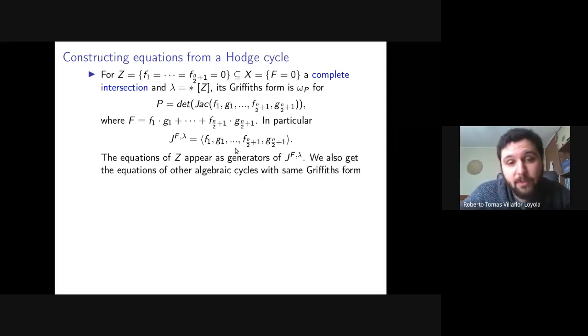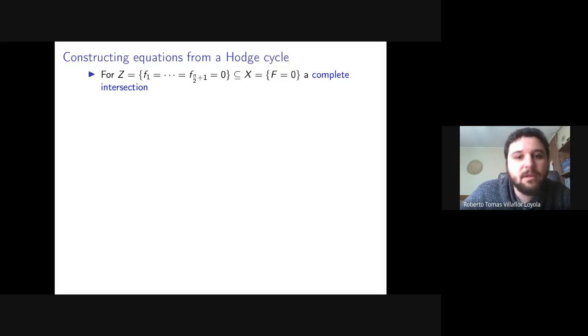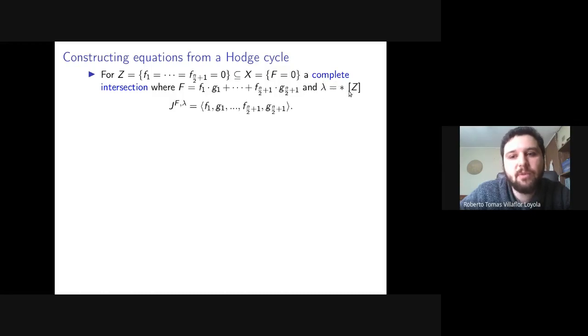In fact, we obtain more than this. We obtain generators of other algebraic cycles, which are also representing lambda in this sense, right? Well, in primitive cohomology. So for instance, we can take C prime defined by G1 instead of F1, and in primitive cohomology, it will be equal to minus C, right? Because the sum will be given by F1 times G1 equal to 0, and this will be a hyperplane section. So in resume, this is the setting for the case where lambda is supported in just one complete intersection cycle. We will get the equations just looking at this ideal, and as I said before, this ideal can be computed if we know the Griffiths form of lambda, or we have a way to compute it.